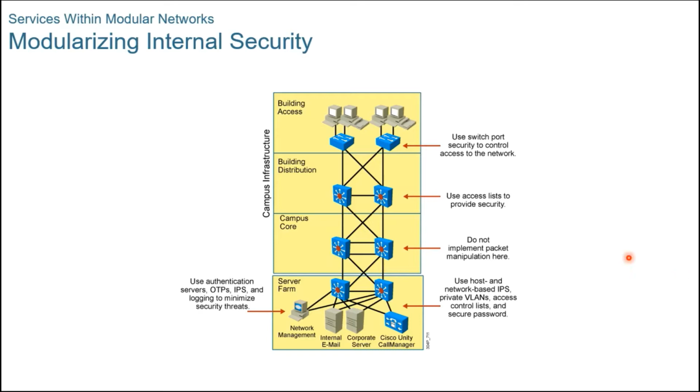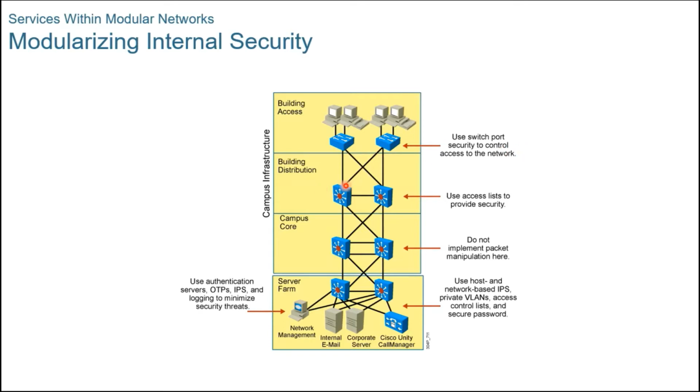So you've got the building, okay? For building access, access is controlled at the port level using data link layer information. Some examples are filtering based on media access control addresses and the IEEE 802.1x port authentication.